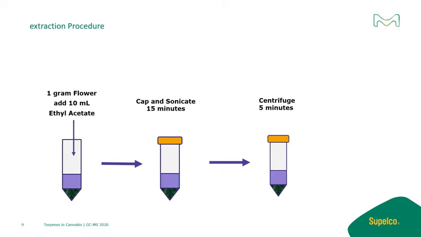For our extraction procedure, 1 gram of cannabis flower, which was finely ground, was weighed and placed in a centrifuge tube. To this, we added 10 mLs of GC grade ethyl acetate to each tube and cap. We sonicated for 15 minutes, then we centrifuged the tube for 5 minutes, and we transferred 1 mL of the supernatant to a 2 mL autosampler vial, and we cap.